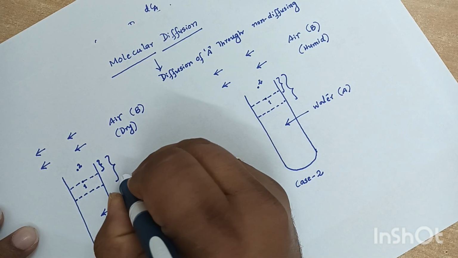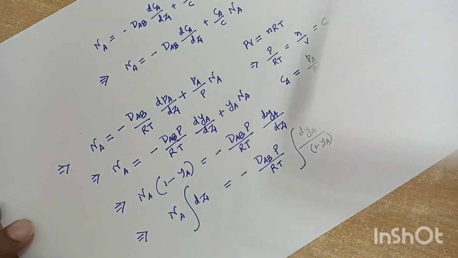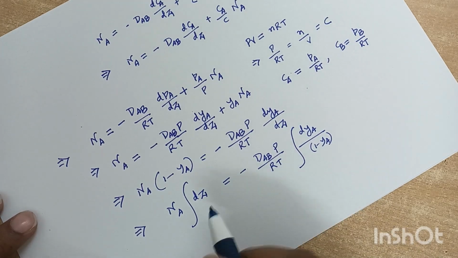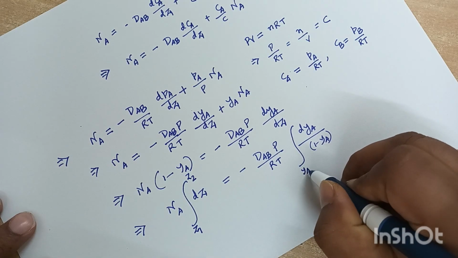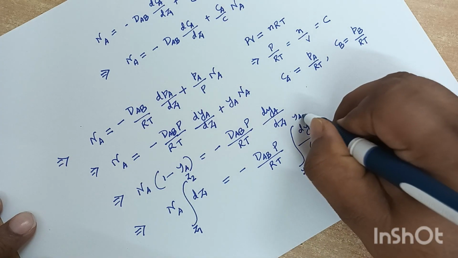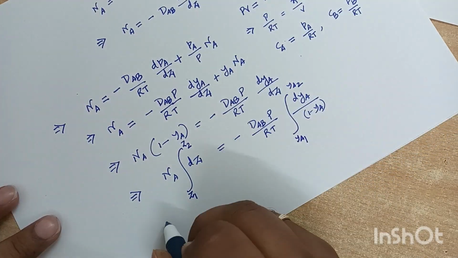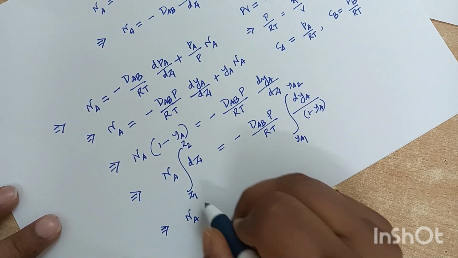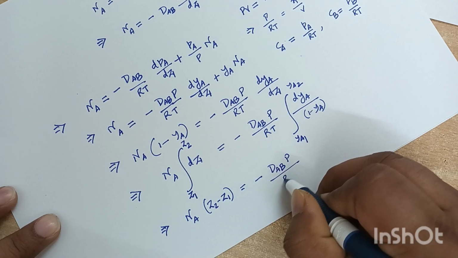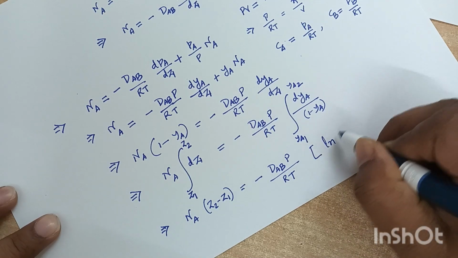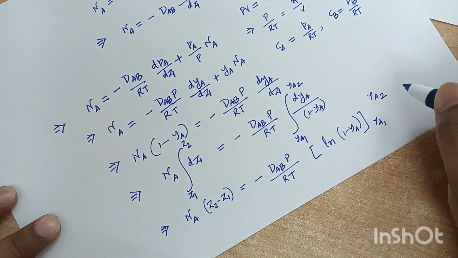So you can write z1 to z2, and you can introduce those limits here. z1 to z2 corresponding mole fractions are going to be ya1 to ya2, and finally if you do the integration, it is going to be Na (z2 minus z1) is equal to minus Dab P/RT natural logarithm of 1 minus ya, from ya1 to ya2.